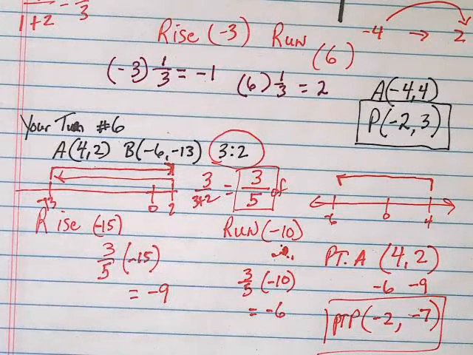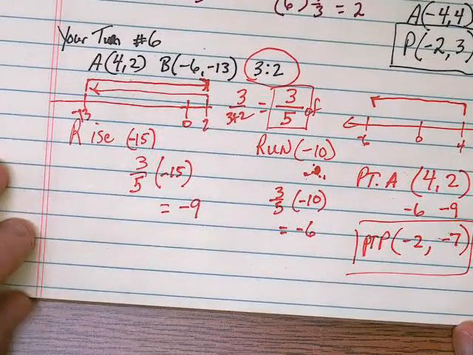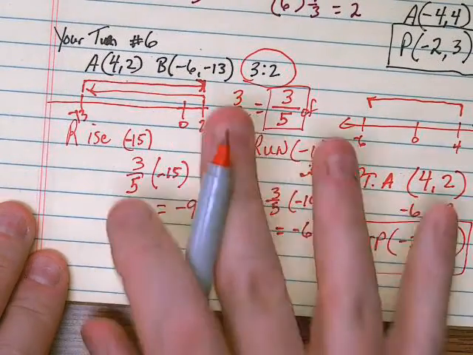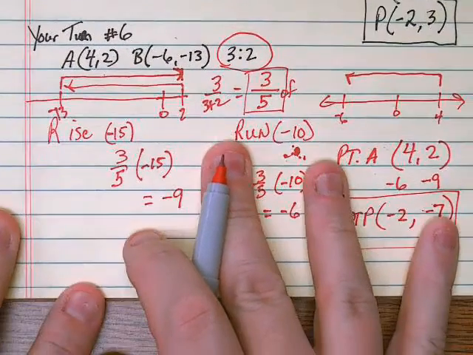Do your turn number 5, right next to it, at your seat. Follow the pattern that we just did. Do it at your seat. Your turn number 5.